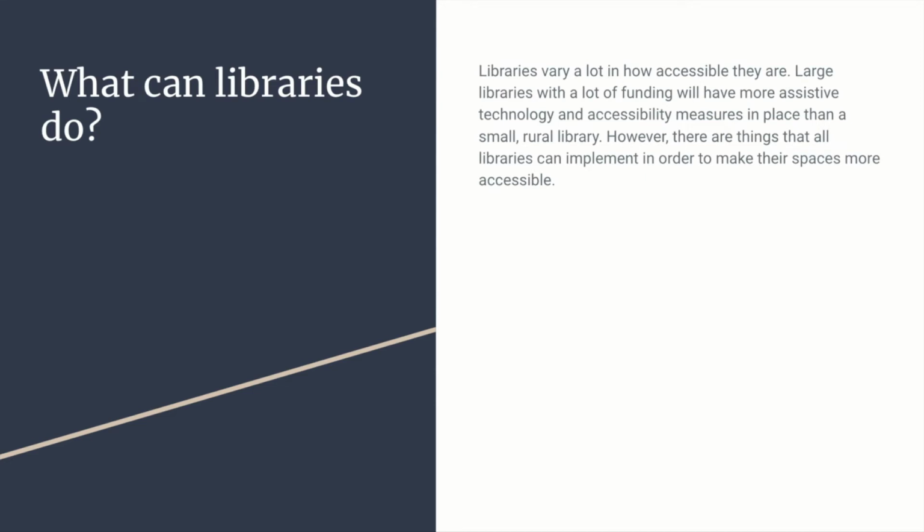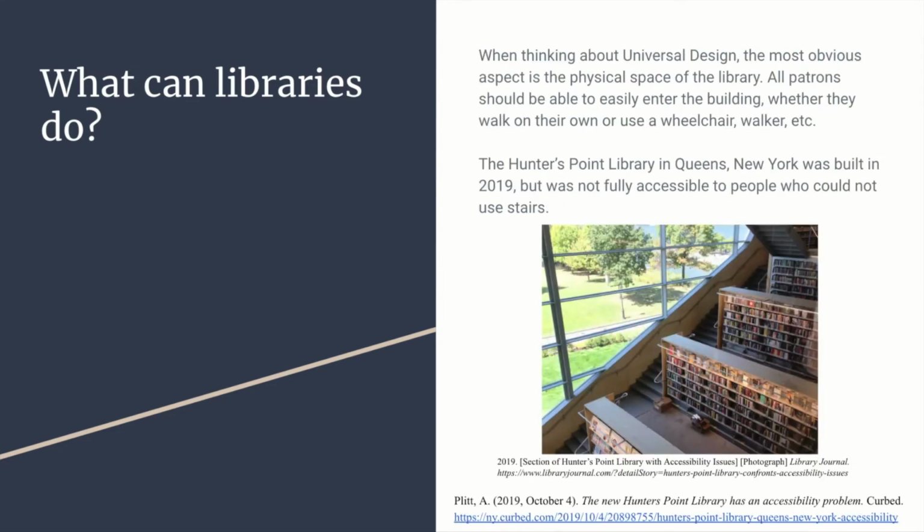A difficult challenge arises in libraries that are housed in old, small buildings. They might only have one entrance that is accessed by stairs, or not enough space inside to move shelves around, or feature sliding or sensor-operated doors. The most obvious aspect of universal design is the physical space of the library. All patrons should be able to easily enter and move around the building, whether they walk, use a wheelchair, etc.